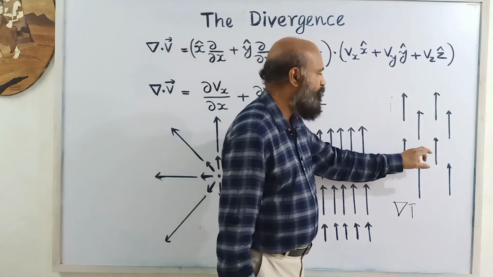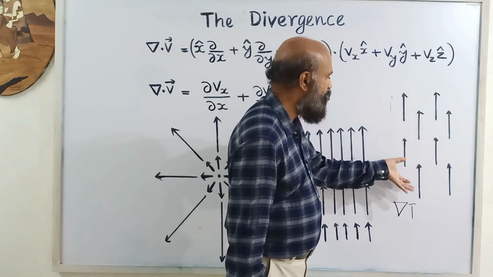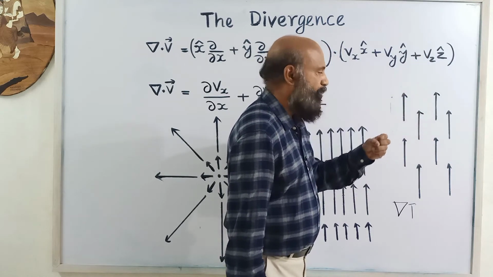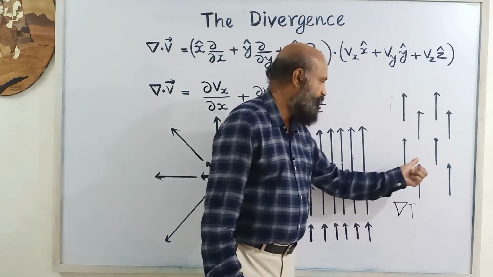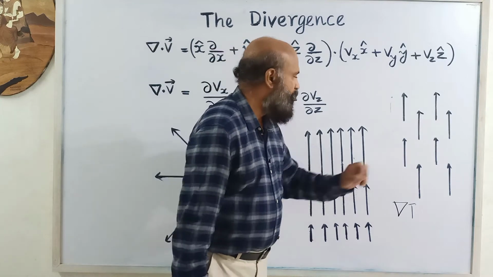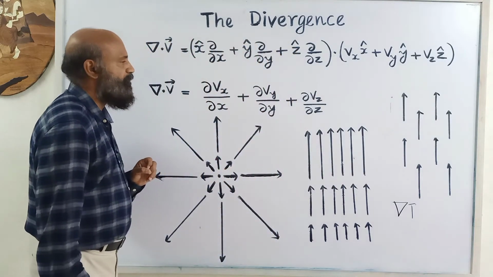But for this it is zero divergence because the length of the arrow is the same. There is no divergence. In this case, zero divergence. Here in these two cases, positive divergence. In this case, negative divergence.